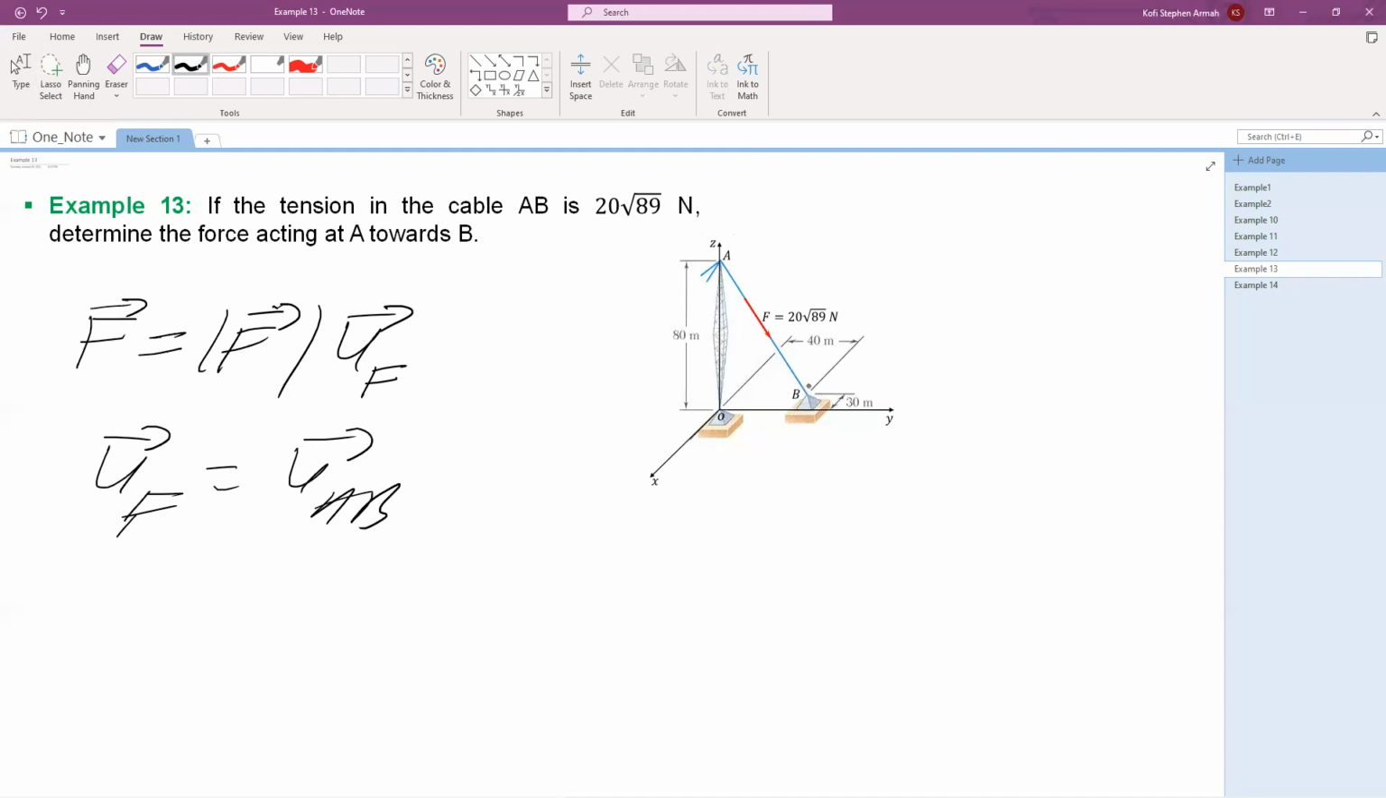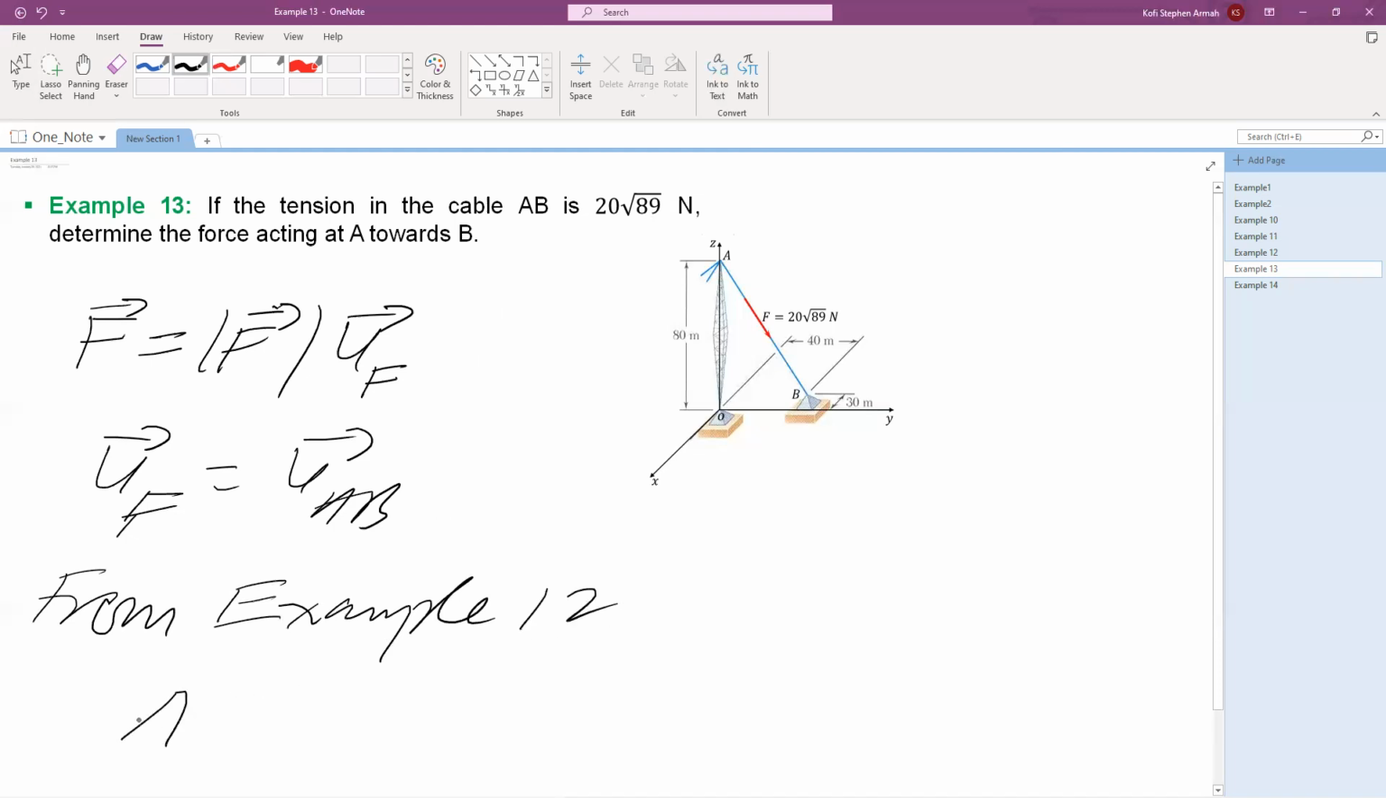Well, we know the displacement AB, so we can find the unit vector, and then we know the magnitude of the force to be 20 root 89, so we can work that out. So we are following from example 12. This is a continuation of example 12. For example 12, we had AB to be this.